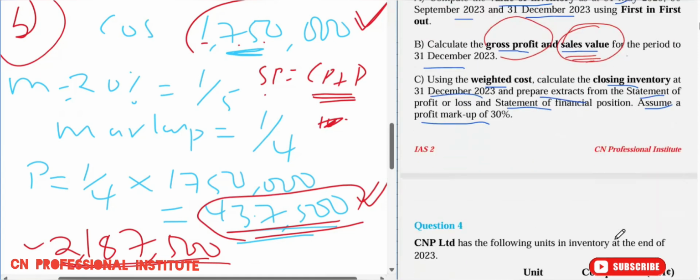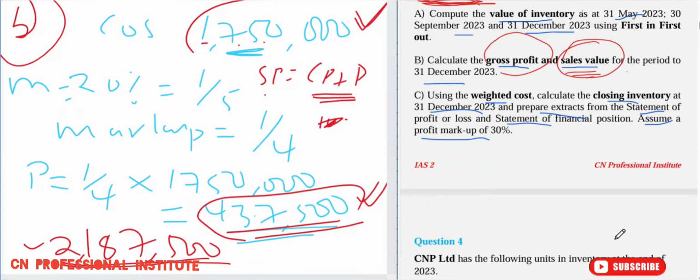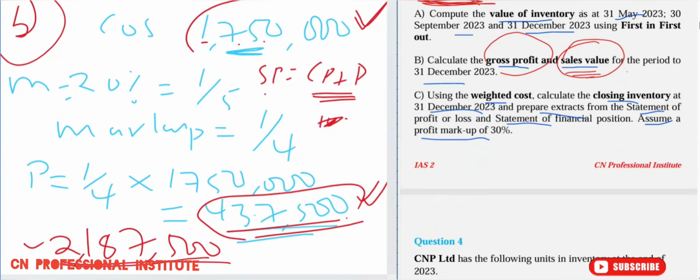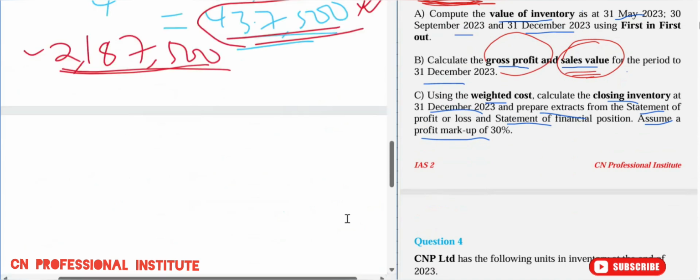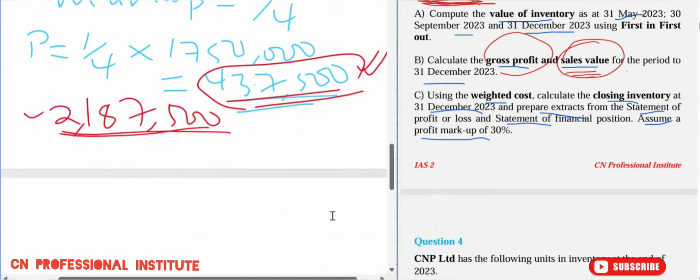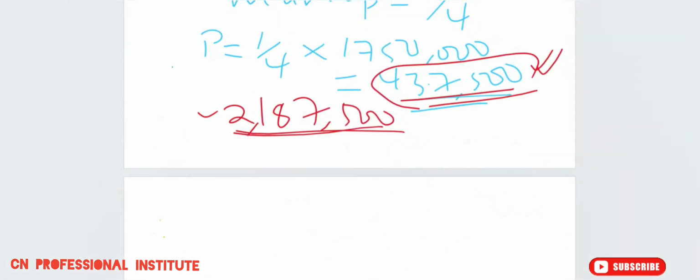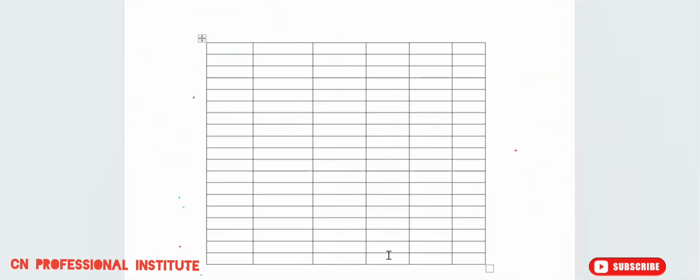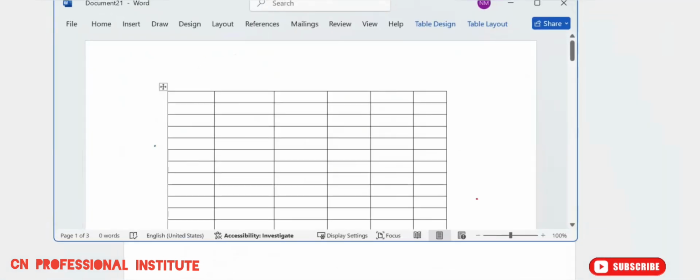So C is requiring us to use the weighted average to do it, right? So it means you have to go back and do something else. So let's go and do the weighted average. I have some template for the weighted average, so you can just slot in.